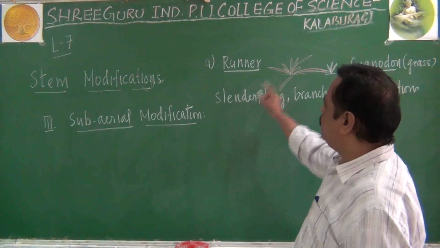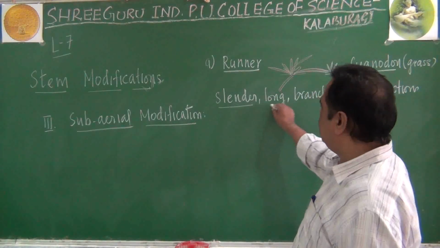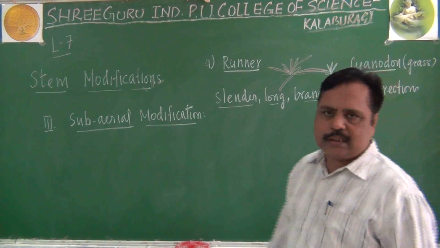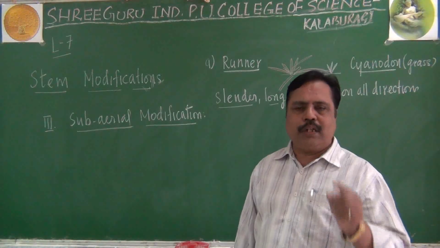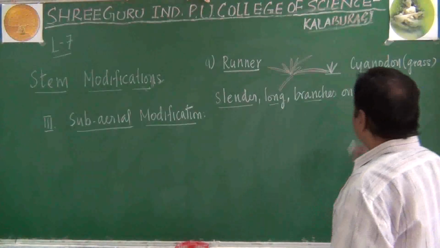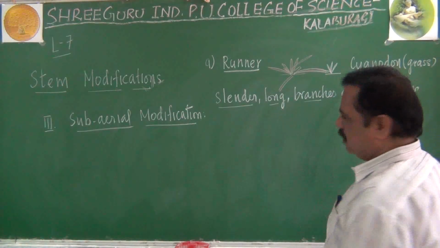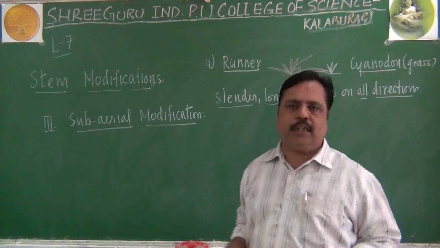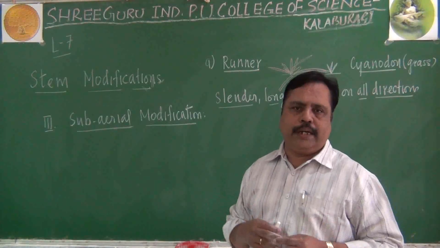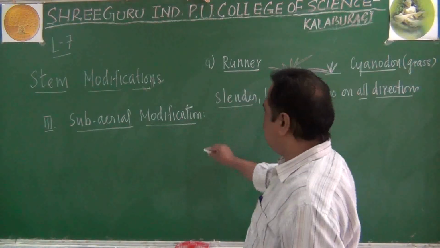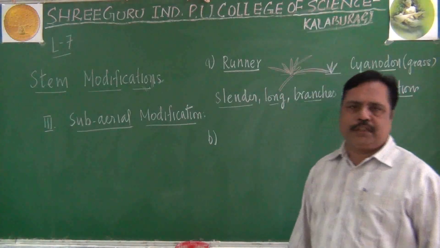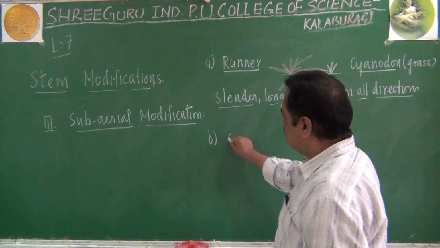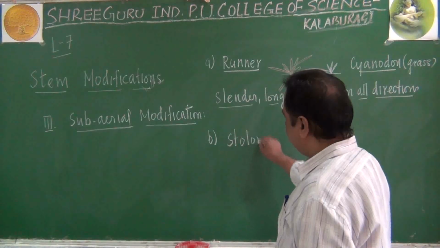You might have heard this word also. Cynodon is a type of grass where we can come across runner type of modification. What is the speciality of runner? They are slender, long branches. Slender means thin branches, long branches like that. What is the other speciality? They will grow in all directions. Not in a particular direction, they will grow in all directions. Okay, that is a runner. The second type of subaerial modification can be called stolon.